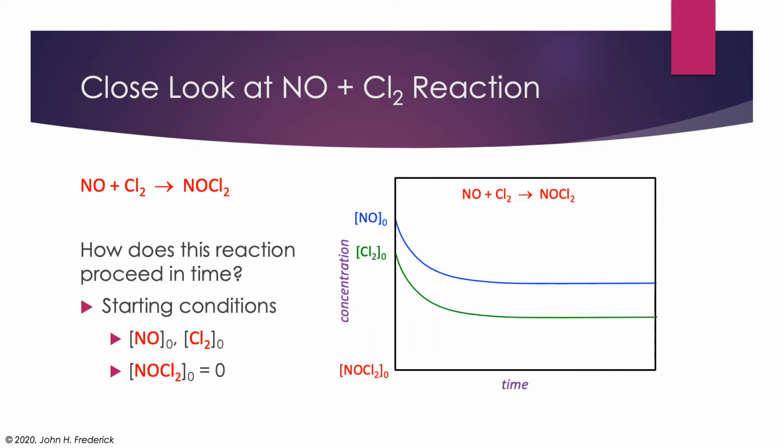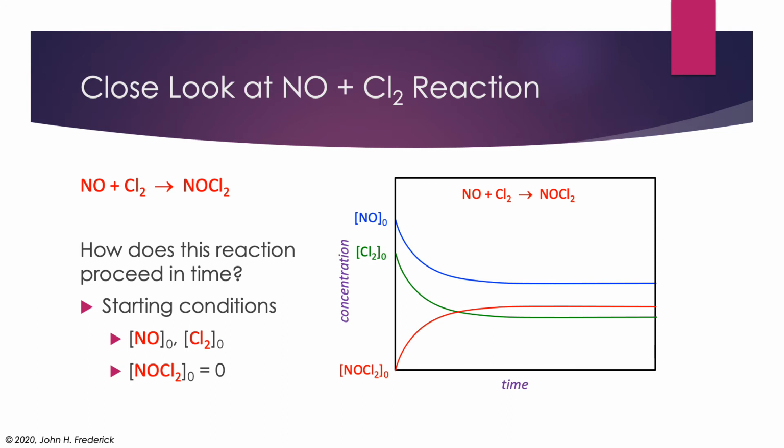Now, I think it's pretty easy to understand what's going on at the beginning. As they're reacting, of course, they're going away. So they can't hang around if they're reacting and turning into NOCl2. But what we haven't anticipated is at long times that they kind of flatten out. They kind of hit a plateau region. What happens with the NOCl2? Well, it's just the opposite of those two.